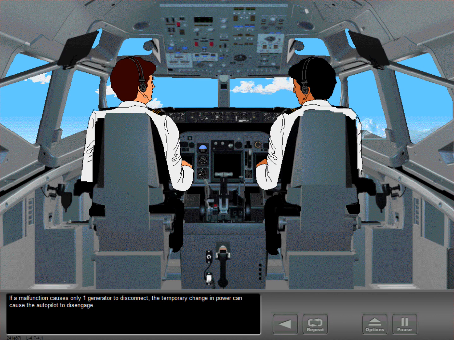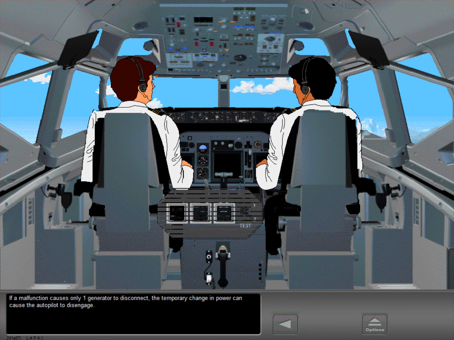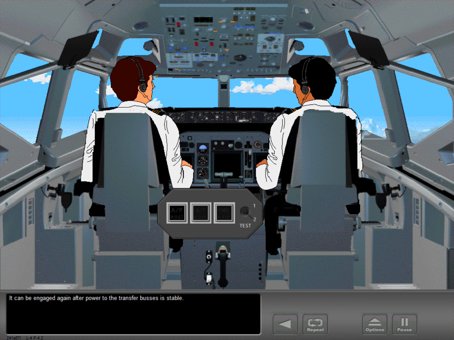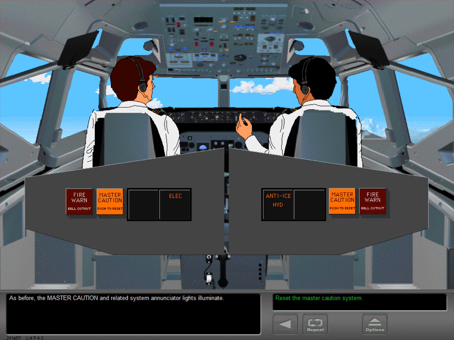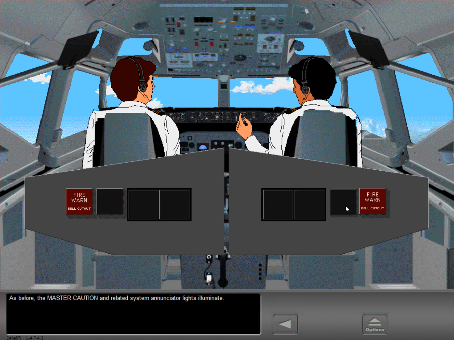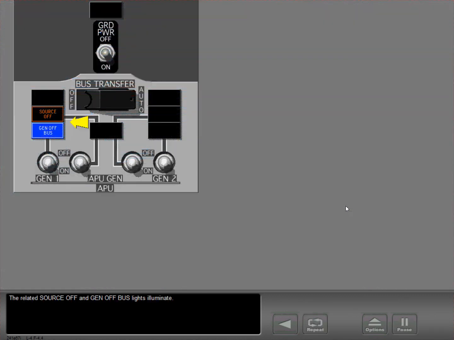If a malfunction causes only one generator to disconnect, the temporary change in power can cause the autopilot to disengage. It can be engaged again after power to the transfer buses is stable. As before, the master caution and related system annunciator lights illuminate. The related source off and generator off bus lights illuminate.